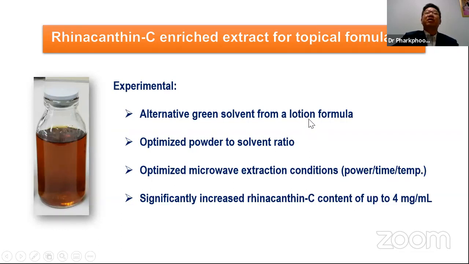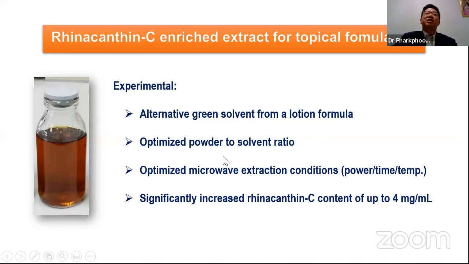Because if we use the solvent from the lotion formula, we cannot do evaporation, since the boiling point of most of those solvents is very high. But that is also an advantage, because we can use the extract directly for formulation. For example, if you use propylene glycol or glycerin, which are used in the lotion formula, you do not need to add more. You can use the extract that contains glycerin or propylene glycol and directly add it in the formulation. But you have to optimize the powder to solvent ratio to get a higher content of the active compound.